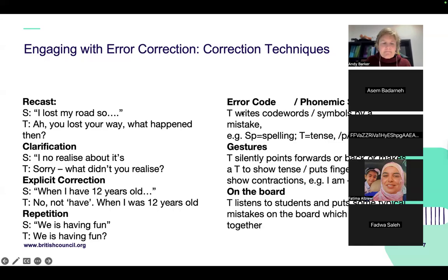Anybody else? I like the first and second one, yes.